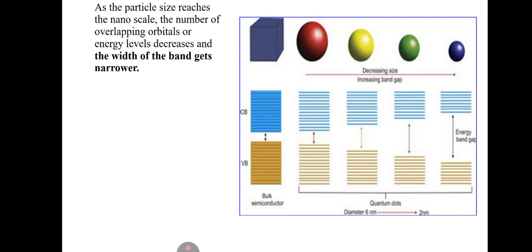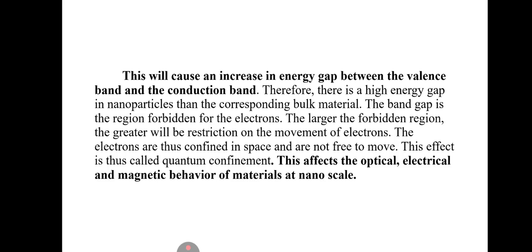As the particle size reaches the nanoscale, the number of overlapping orbitals decreases, or the energy levels decrease, and the width of the band gaps gets narrower. You can see this will cause an increase in the energy gap between the valence band and the conduction band. Therefore, there is a higher energy gap in nanoparticles than in bulk materials.